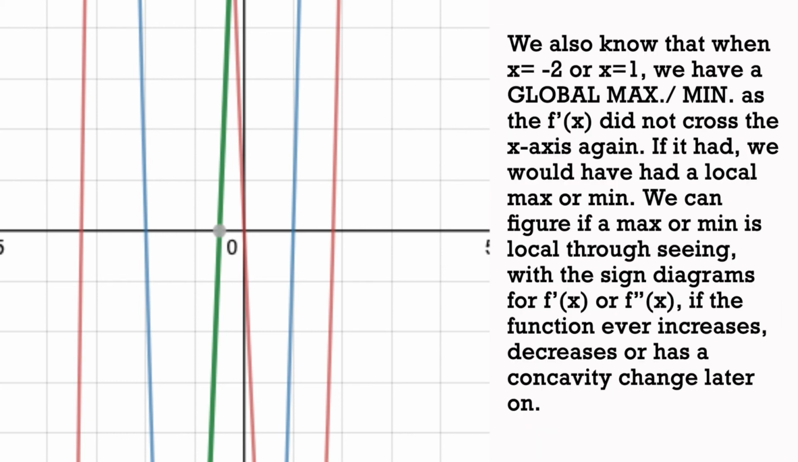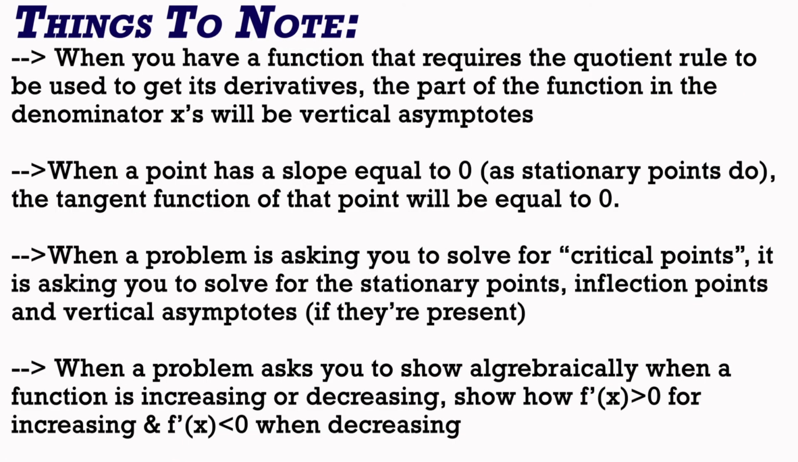We also know that when x equals negative 2 or x equals 1, we have a global maximum and minimum, as the first derivative did not cross the x-axis again. If it had, we would have had a local maximum or minimum. We can figure out if a maximum or minimum is local through seeing with the sign diagrams for the first or second derivative if the function ever increases, decreases, or has a concavity change later on. If it did, it would show that there was a possibility for another maximum or minimum that would probably be the global.